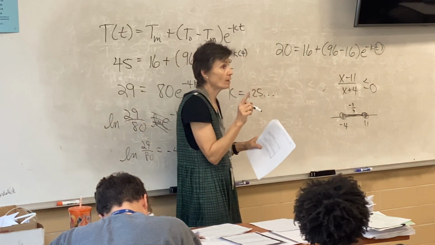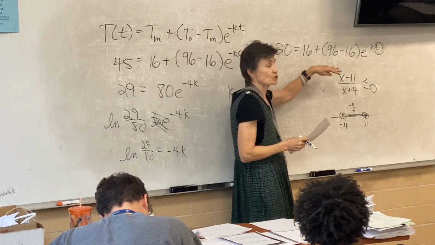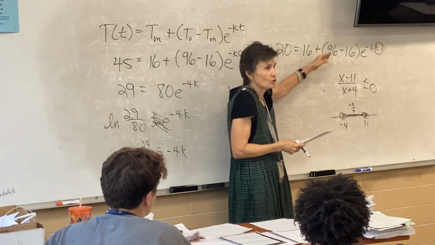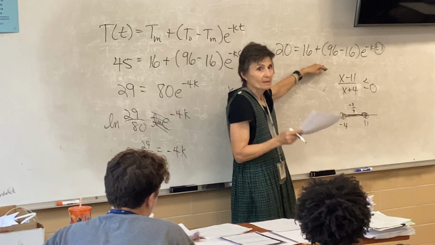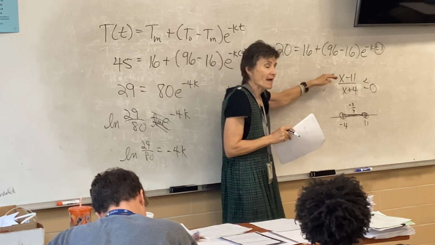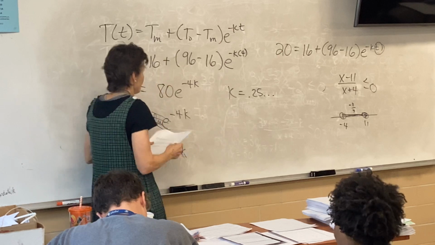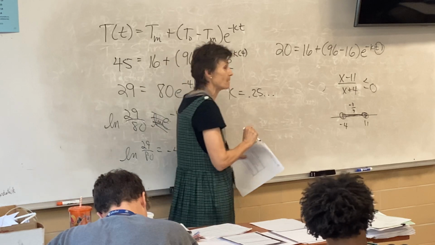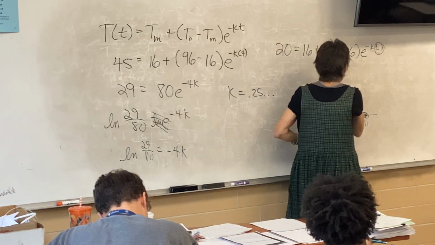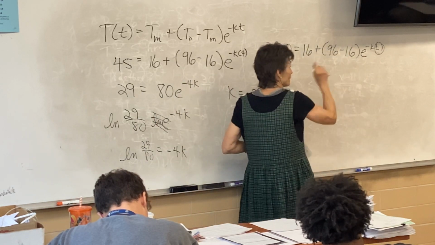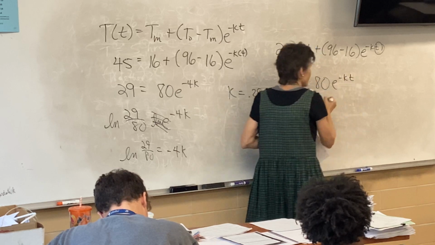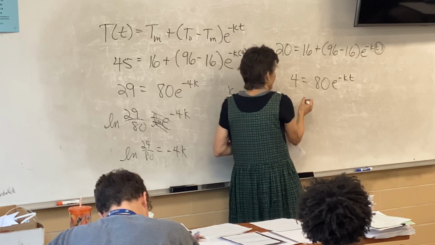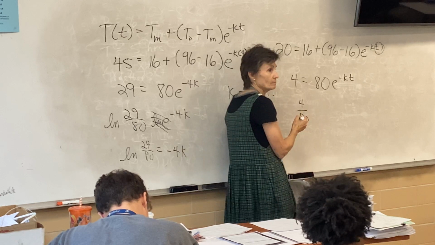What time? How long? Now, why didn't I just start with this equation? This is what I'm actually solving. Why didn't I start with this? Because you need to know K. Because I don't know K. So I had to start with this, figure out what my K is, and I'm just leaving it on my calculator. I'm not going to round it off and type it in and all that stuff. Now I'll solve this one for T. So I'll subtract the 16, get the 80, e to the negative KT. Divide by 80, you still with me?